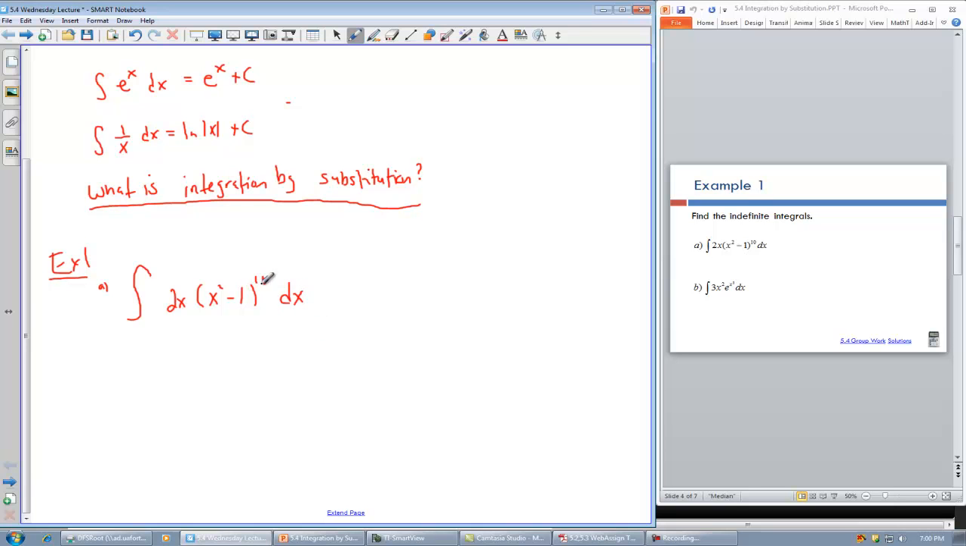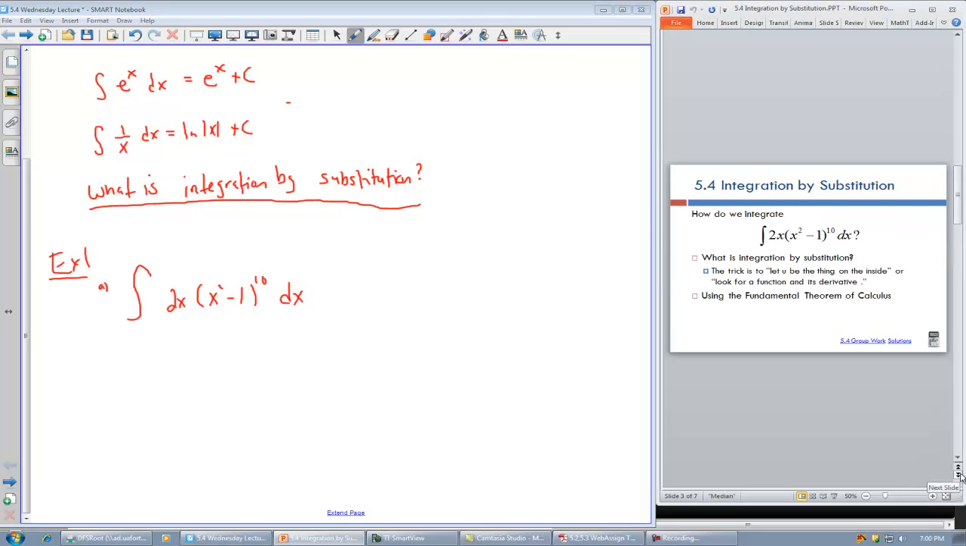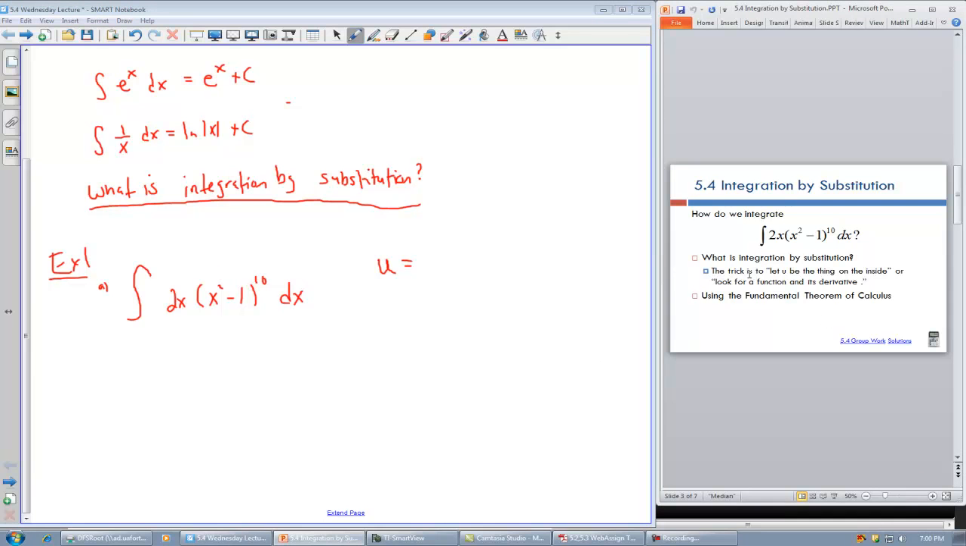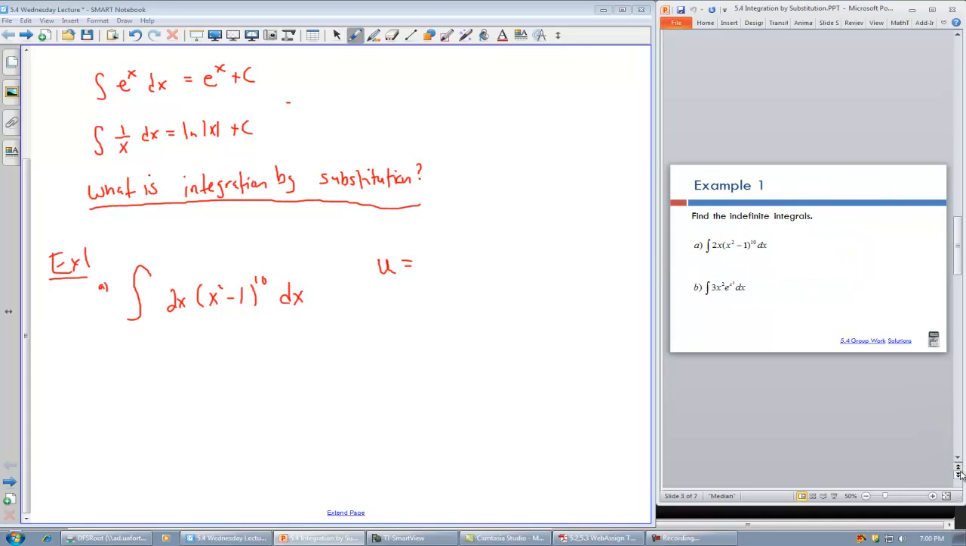And so I want to explain to you what this integration by substitution is. And the idea is you're going to make a substitution. So we're going to let a letter u, and we'll always use u, and we're going to let it equal something over here. And the idea, right, there are two ways to think about this. So let's look at a slide here. So the trick is you can let u be the thing on the inside, or look for a function and its derivative.